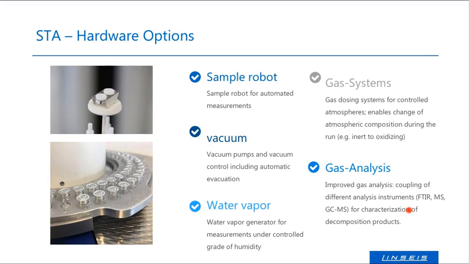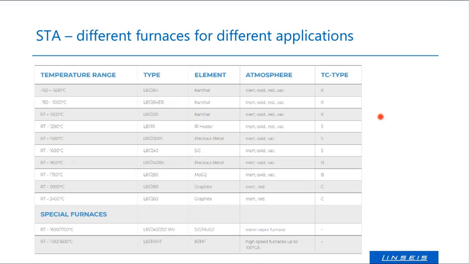So if you already have a system, we can couple that. It's also a spot where we are quite flexible and not bound to one partner or one brand of instrument. This is just an overview. The slide shows you the temperature range, the available furnaces, and what kind of atmosphere you can use. As I said, from minus temperatures up to 2400 centigrade, it's not possible to do this within one system. You have to use different furnaces for different temperature ranges.